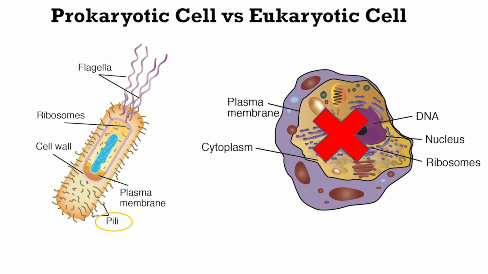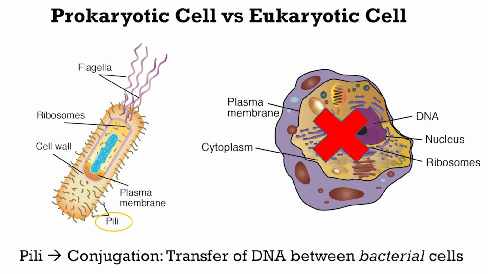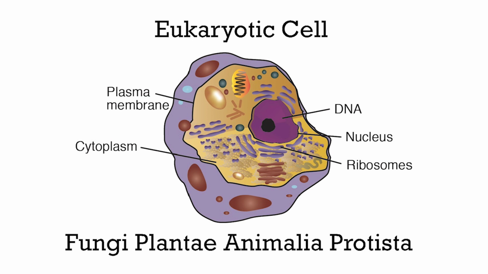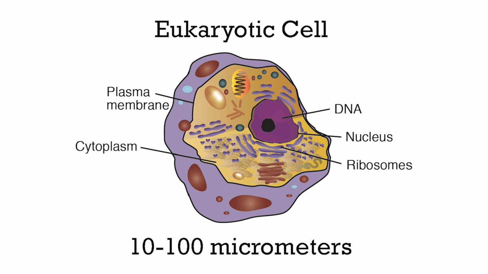These structures in bacteria are necessary for a version of sexual reproduction called conjugation, that facilitates the transfer of DNA between bacterial cells to increase genetic variation in the population and can confer resistance to multiple antibiotics. Conversely, eukaryotic cells comprising the domain Eukarya and the kingdoms Fungi, Plantae, Animalia, and Protista can range in size from 10 to 100 micrometers and vary structurally from their prokaryote counterparts.